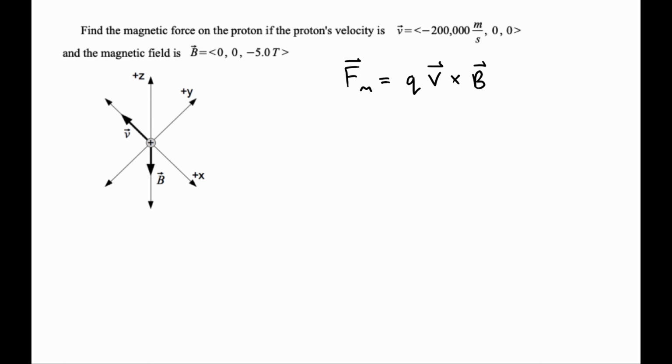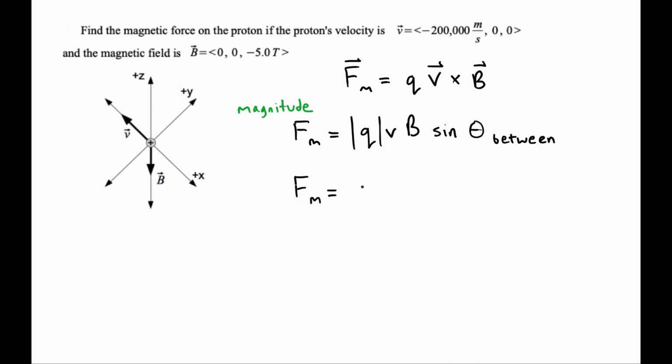However, we can find the magnitude first. Which will be QVB sine theta. But when we find the magnitude, then we don't care about the direction. So I'm going to put the absolute value around the charge so that it doesn't negate the result. It's a positive charge, so it doesn't matter this time.